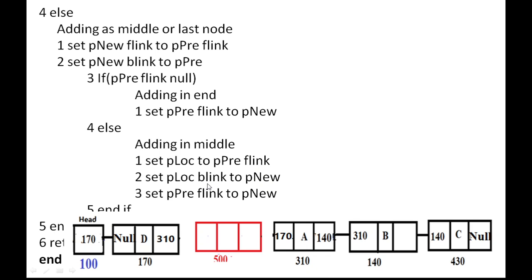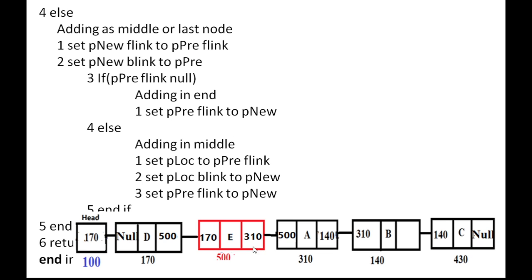After that I am saying p location backward link to p new, which means this pointer is going to be assigned with the 500 address of the new node, and then p pre forward link to p new. So p pre, this one, its forward link is p new, which means 500, and we have already completed the filling of the new node backward and forward at the beginning. So now the node gets properly inserted into the middle like this. So we followed these steps for inserting into the middle.